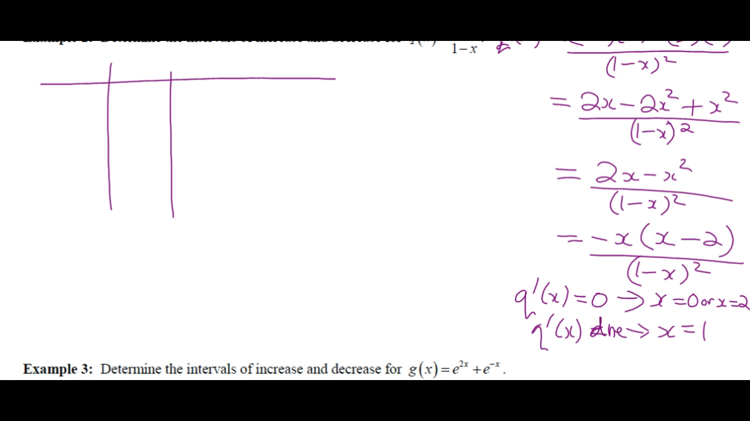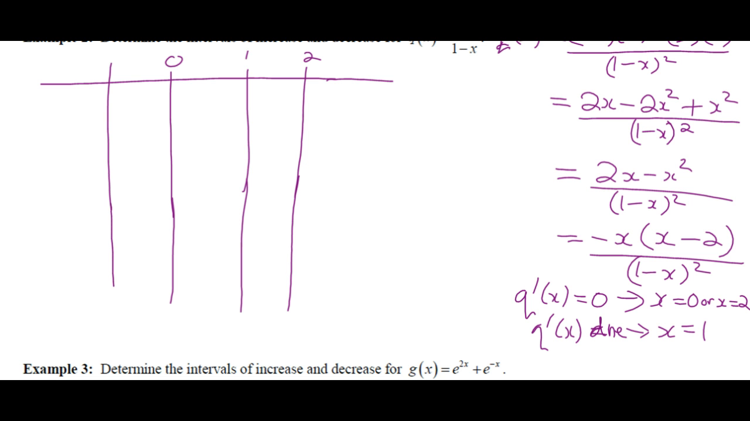Stuff is happening at 0, at 1, and at 2. So that gives me four intervals, right? Less than 0, between 0 and 1, between 1 and 2, and between 2 and infinity, where something's happening. Okay? And we've got to figure out what, and then we'll describe it.